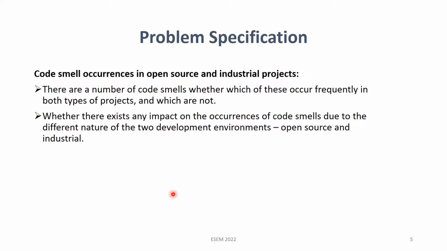Problem specification. There exist a large number of code smells in the literature. Many of those occur frequently and many do not. So the problem is which code smells occur frequently in both types of software individually and which do not. As there exist differences between the two development environments, we want to explore the differences between the occurrences of code smells in open source and industrial projects.